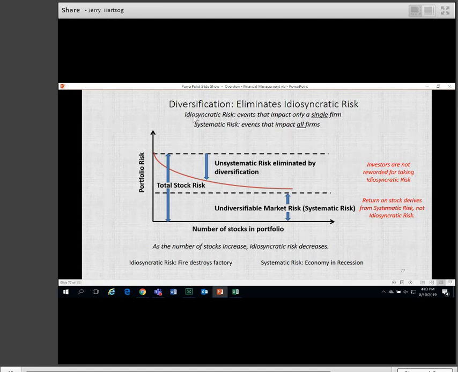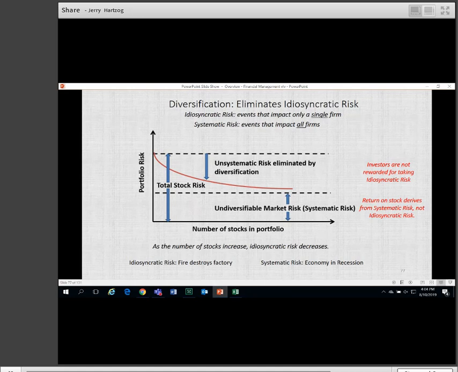Now, in contrast to idiosyncratic risk is systematic risk. And that is risk that impacts all firms. For instance, the economy goes into a recession. Now, if the economy goes into recession, it impacts all firms, not equally. For instance, auto manufacturers would be impacted significantly because auto sales tend to decline quite a bit in a recession. On the other hand, grocery chains are not impacted that much. People are going to eat whether it's in a recession or not. So systematic risk you can't get rid of.